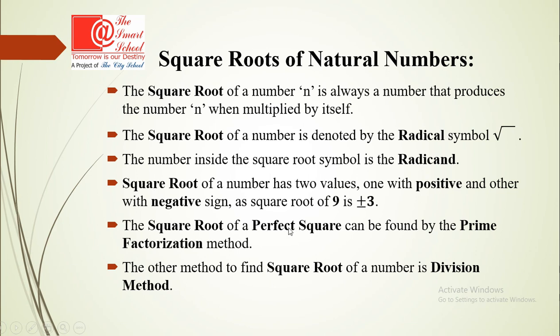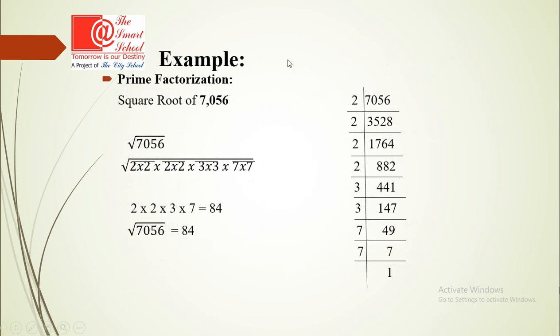Now, the square root of a perfect square can be found by the prime factorization method. The other method to find the square root of a number is the division method. Now, prime factorization. The square root of 7056. What we have to do in the first step is start dividing this number. The smallest possible number which can divide it is 2, because the last digit is even, so the number is divisible by 2.